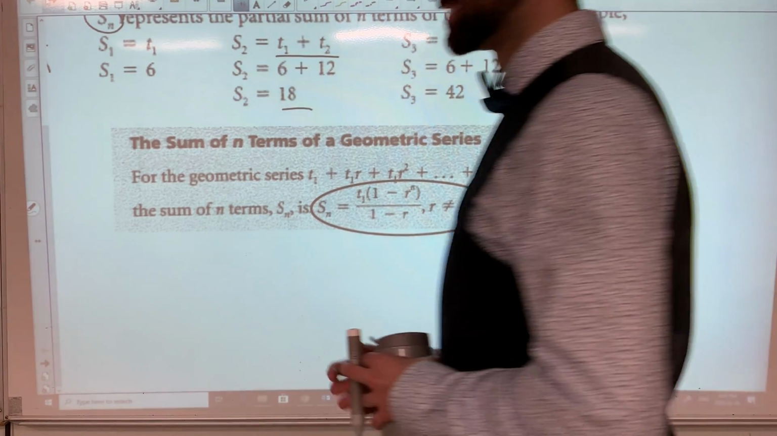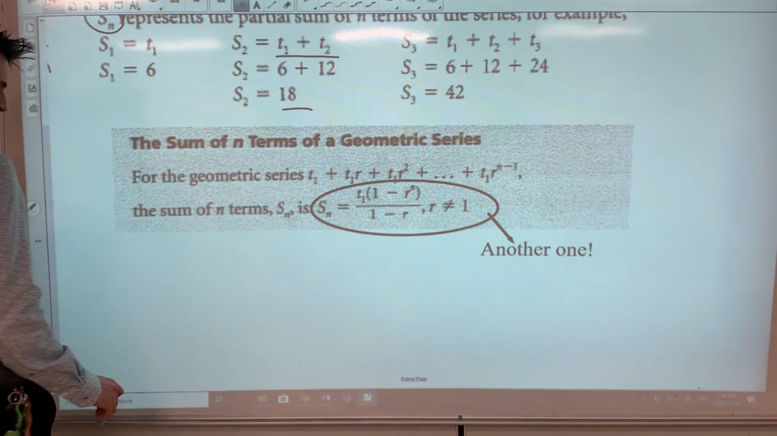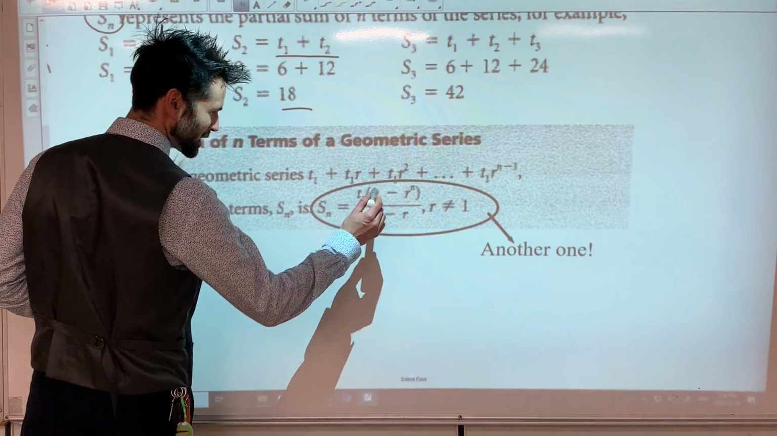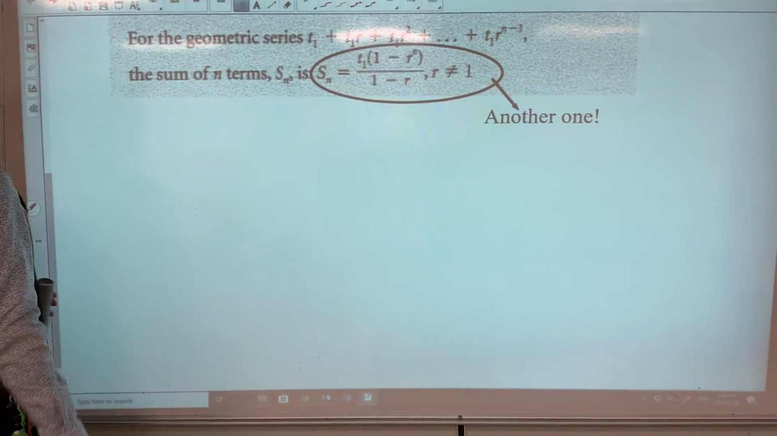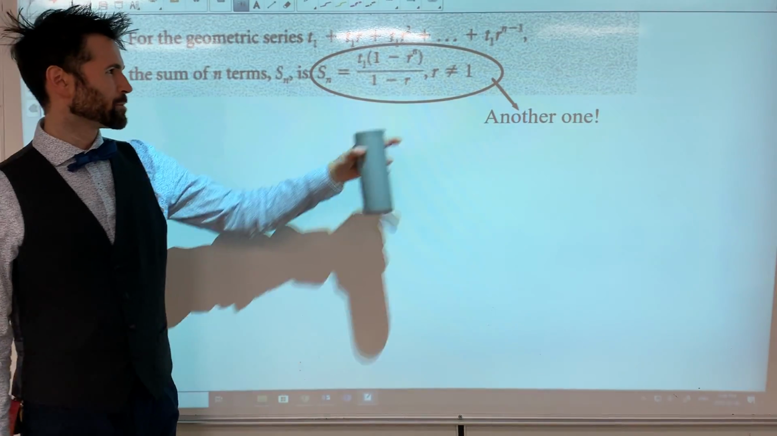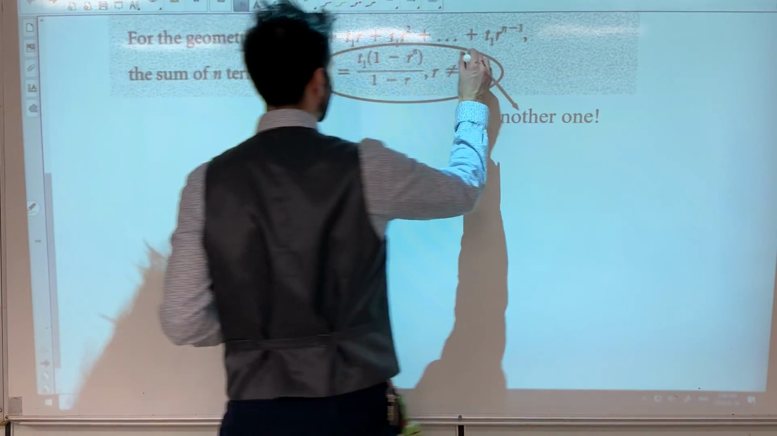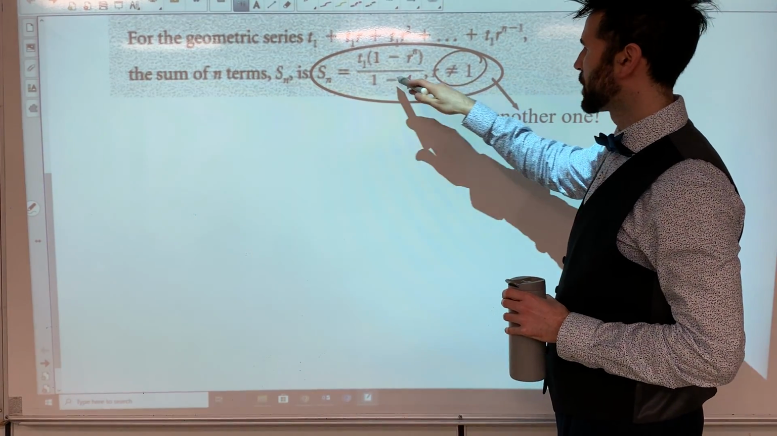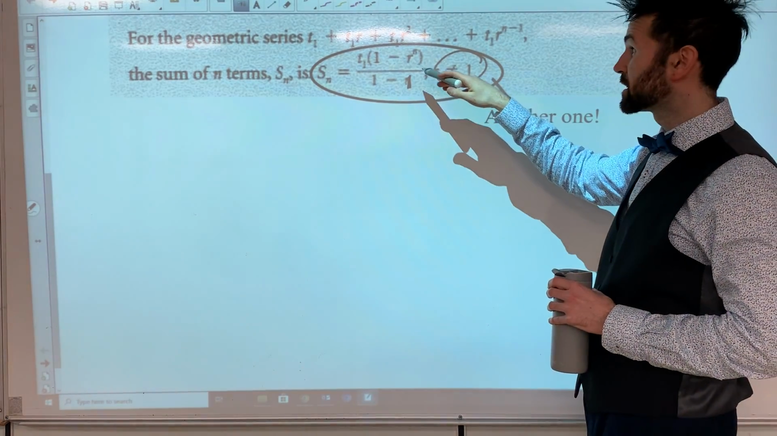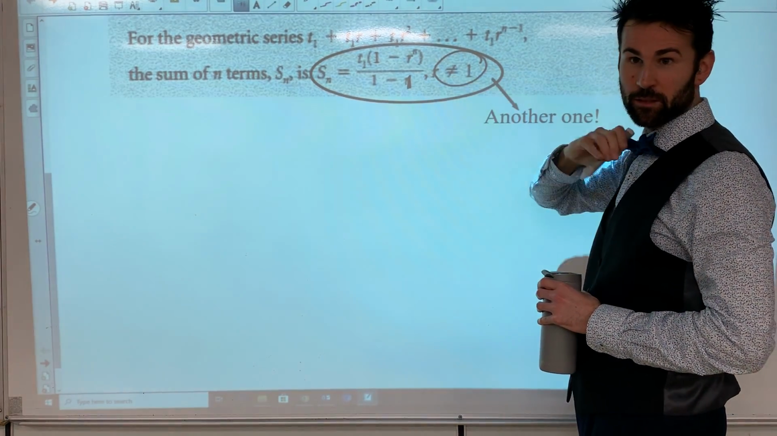Okay. What does that say? It's t1 and then 1 minus r to the power of n, and then in the denominator 1 minus r. And it says right here, r does not equal 1. Well, what happens if you put a 1 in here? You're going to get 1 minus 1, and then you get division by 0, and can you divide by 0?